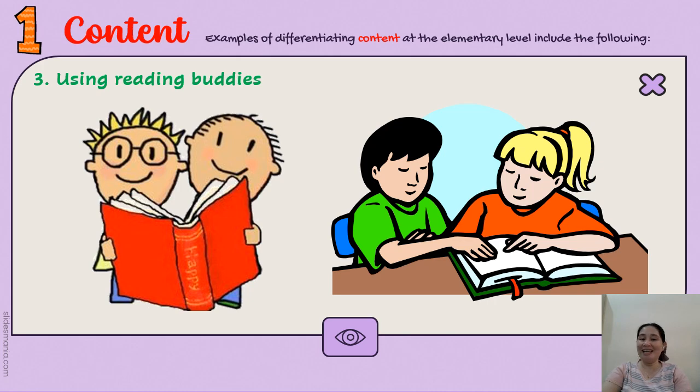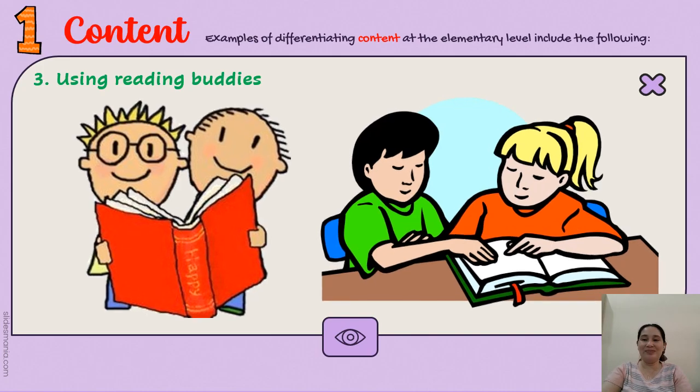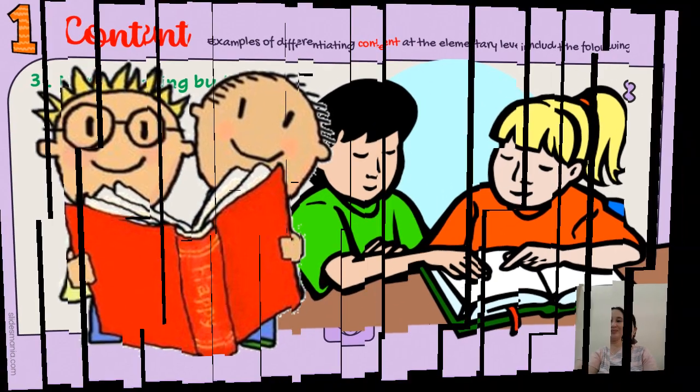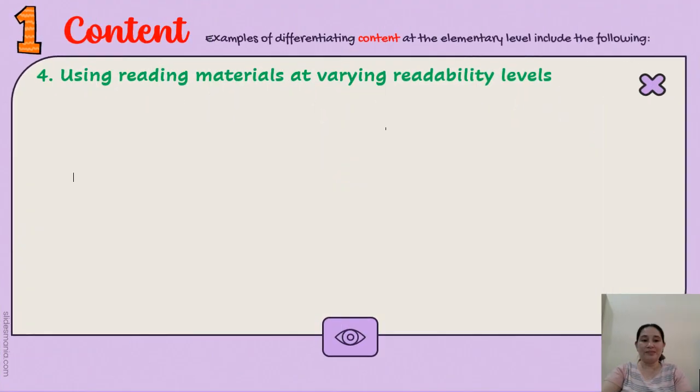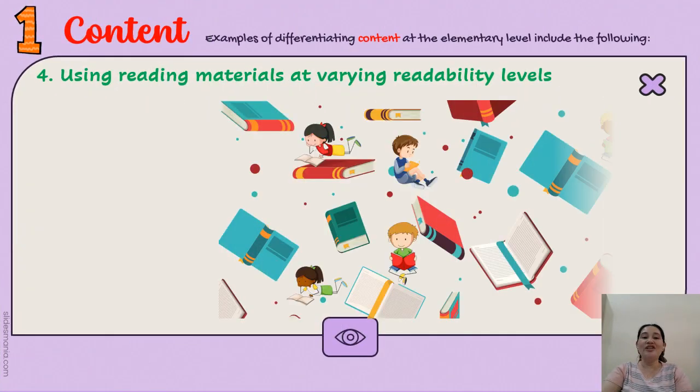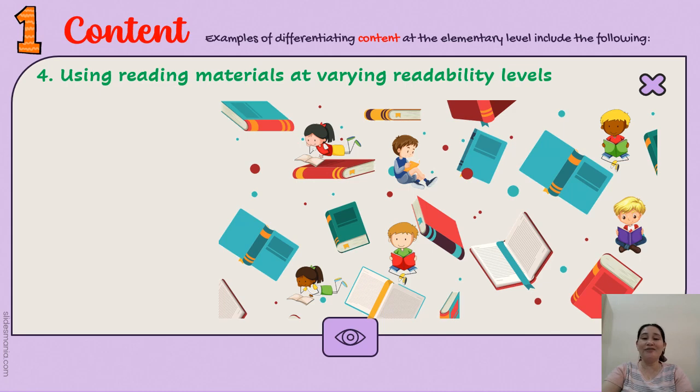Number 3 for content is using reading buddies. Students are going to read in pairs, and this is one of the most effective strategy. Number 4 is using reading materials at varying readability levels. A teacher who uses reading materials at different readability levels is using the method of differentiation known as content differentiation.